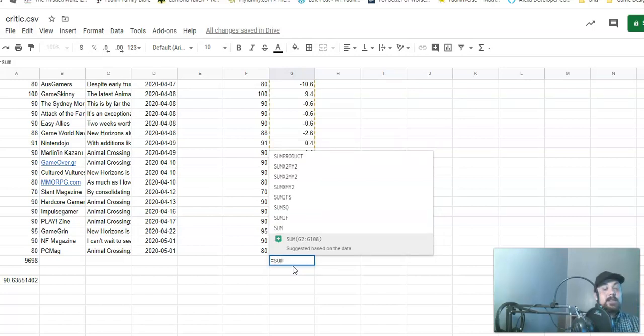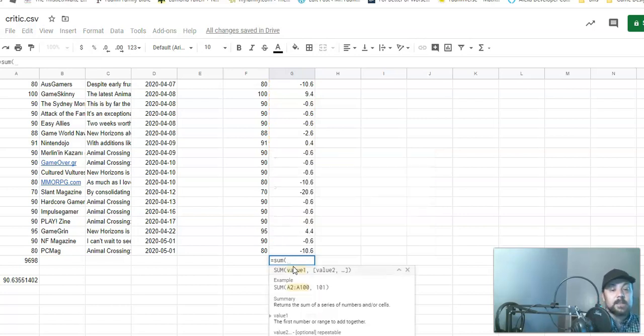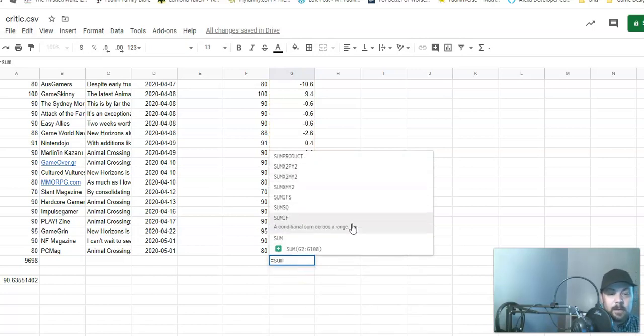So again, to get a spreadsheet to add these numbers up for me, you do an equal sign to do a calculation, and then you type the word sum. I think I talked about this in the last video. And then you have to tell it which cells to sum over. It actually had a good suggestion there. Maybe I should go back to it. G2 to G108. And that's what we want to do.